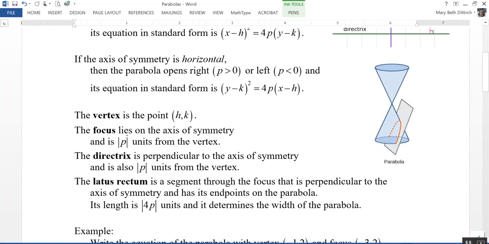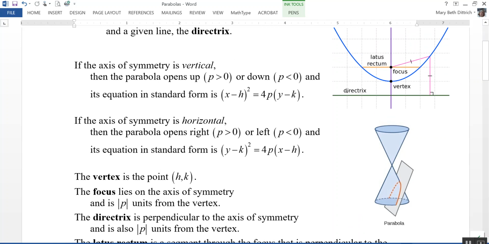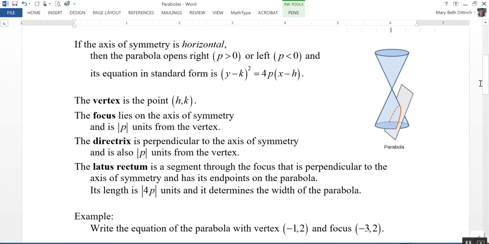I put absolute value bars around that because p can actually end up being a negative number, and distance, recall, is always positive. The directrix is perpendicular to the axis of symmetry. I believe we saw that in the picture up here, the axis of symmetry being purple and the directrix here being green. And the directrix is also |p| units from the vertex. So this distance here from focus to vertex is |p|, and from vertex to directrix, that distance there is also |p| units.